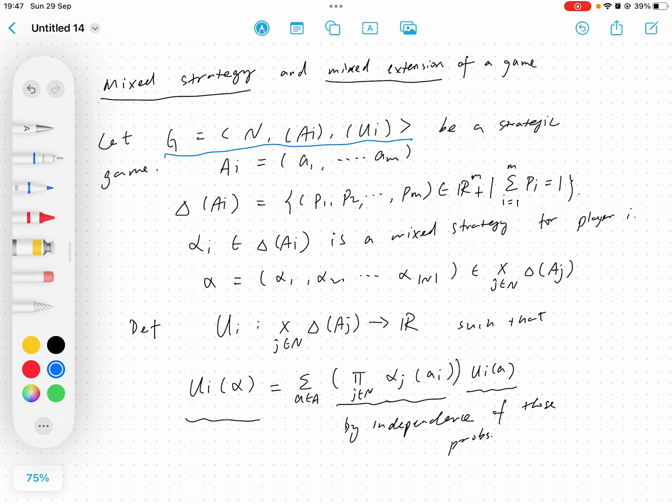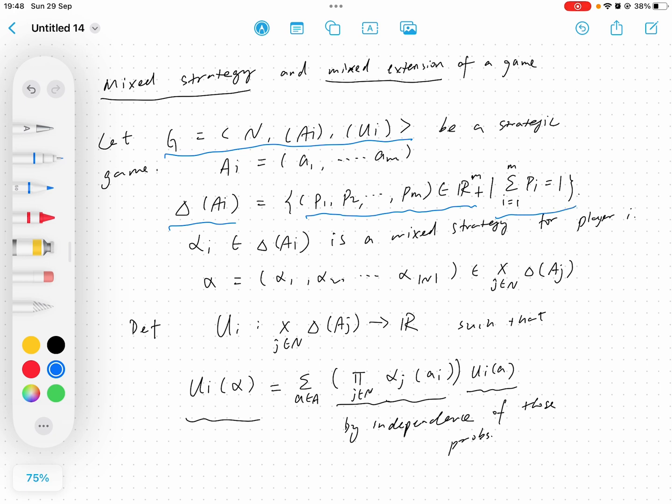So this Ai is a vector from A1 to An for each player. Right. So we use this delta Ai to denote the set of all probability distributions over some set Ai. Namely, we use this vector including p1, p2 up to pm in R^m, positive real numbers, and those pi's sum up to one, right? Because this is a probability.